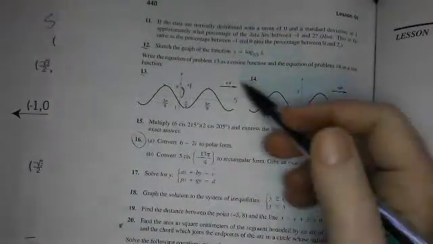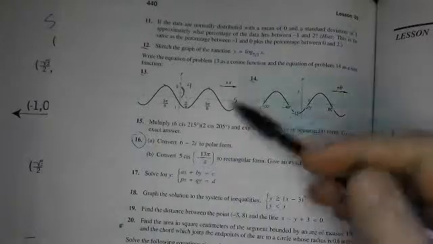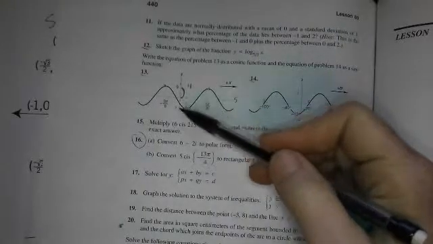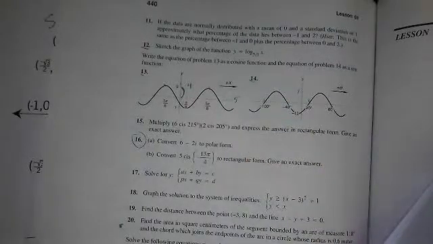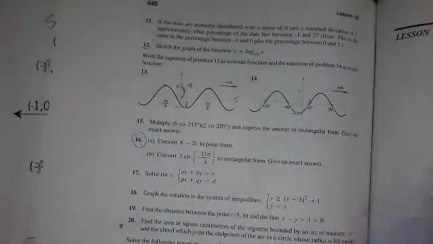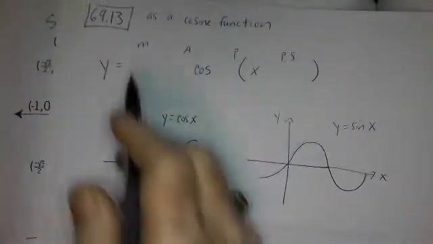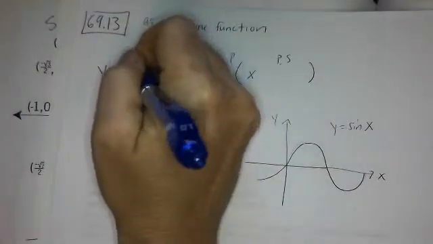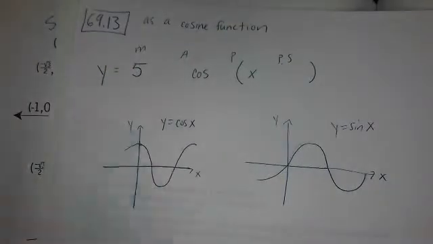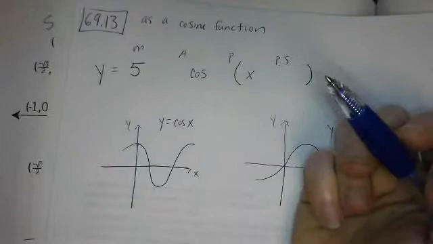And I can check it. 5 minus 4, that makes 1. So I think my midline is 5. So I'm going to stick the 5 in here. Let me use my pen. And that part's done. Now I need a number that's going to multiply cosine.